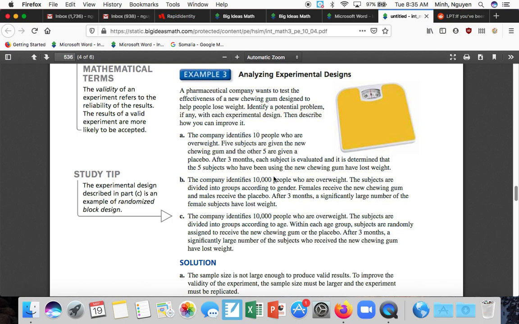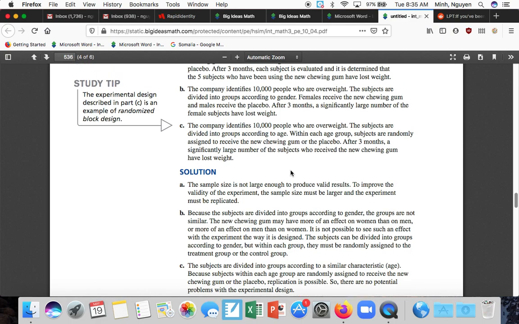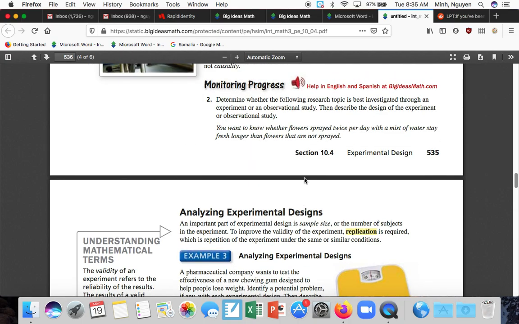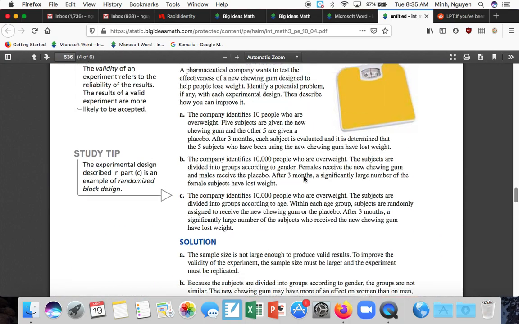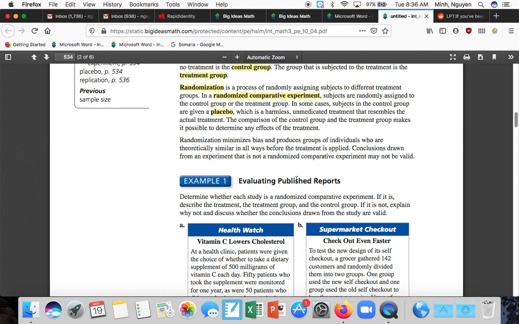Here are 2 more examples. Read through them, and the solutions are right there if you're not sure. Let me know if you have any questions. But that is experimental design. Make sure you go through the vocab pretty carefully, and then let me know if you have any questions.